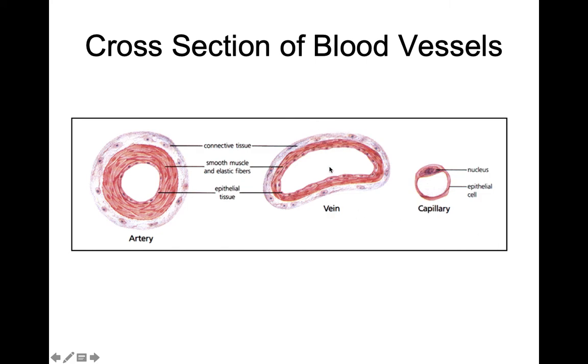Again, this is why, with a venipuncture, it's easier to get blood out of a vein for medical purposes than arteries, because arteries are so thick and the blood is under so much pressure. And then again, capillaries are only one cell thick.